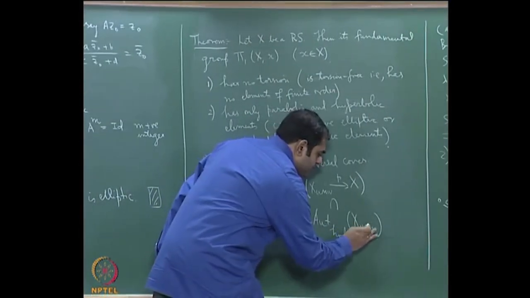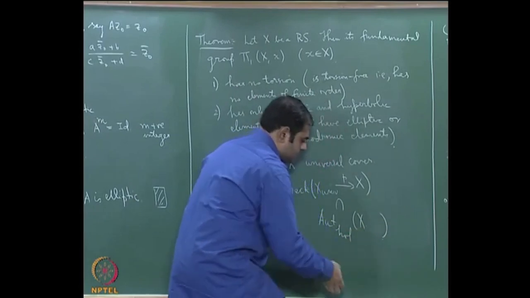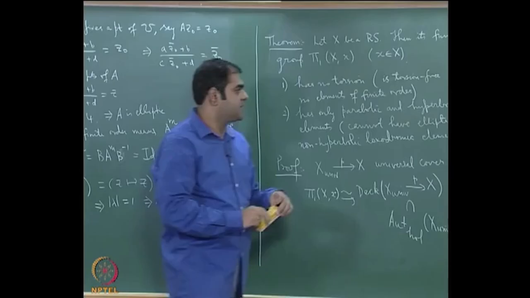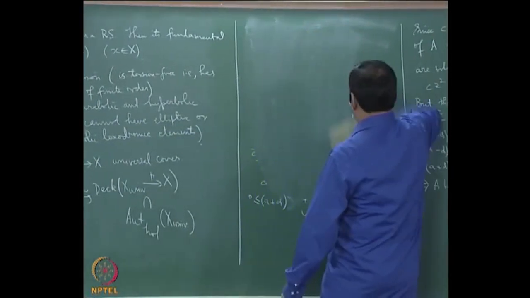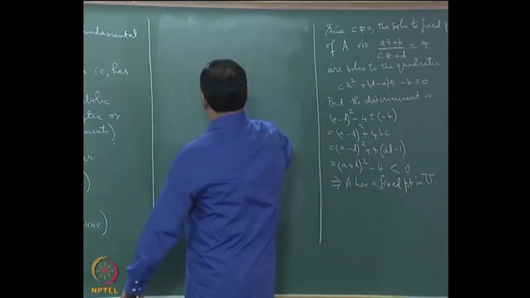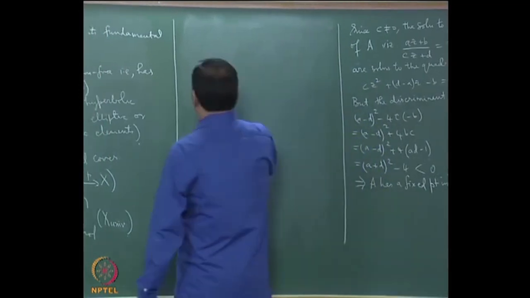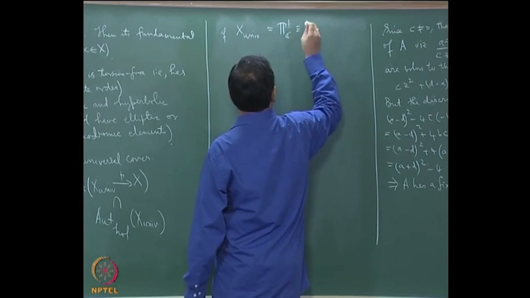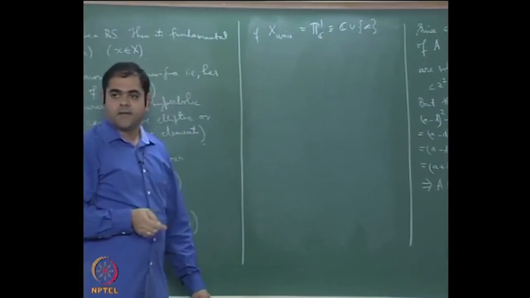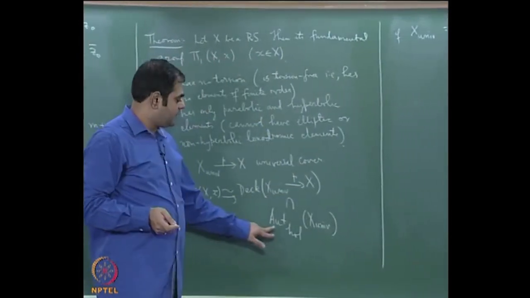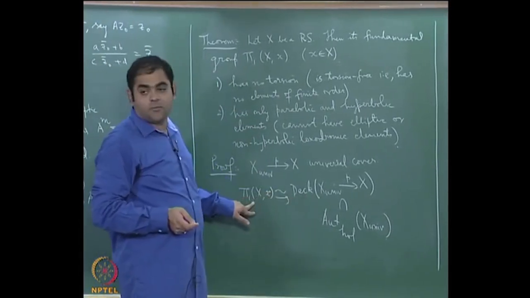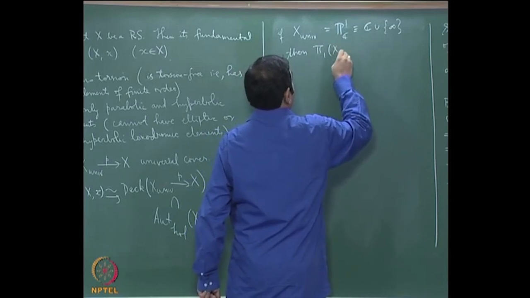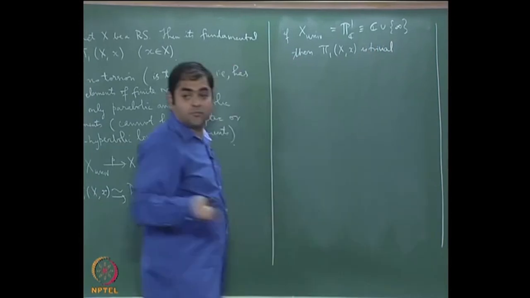Now, so let me write that neatly. Let's exhaust the three possible cases for the universal covering space, and then both statements claimed in the theorem will be easy. So if X universal is P1, which is the same as C union infinity, the Riemann sphere, then the fundamental group of X has to be trivial. Then pi 1 of X comma x is trivial, so there is nothing to prove.